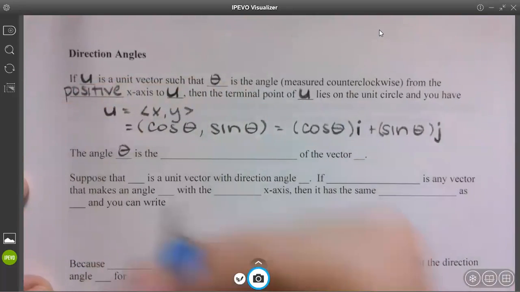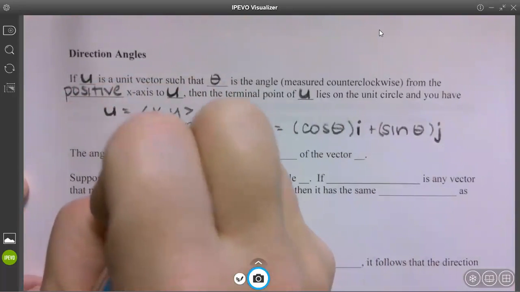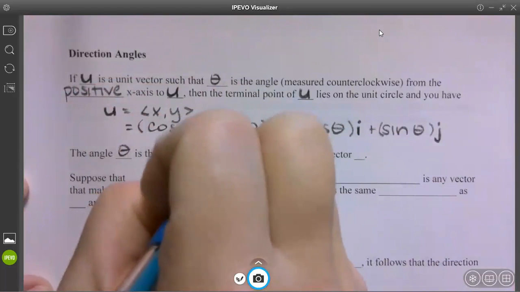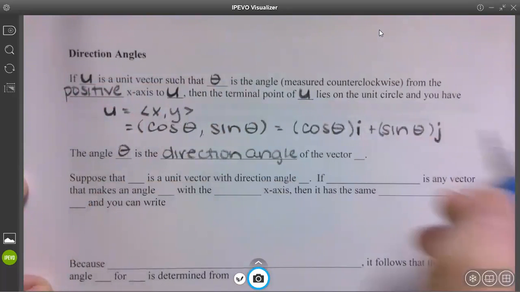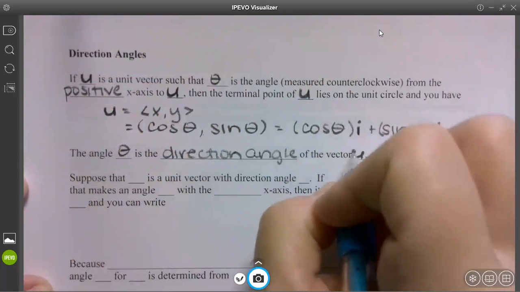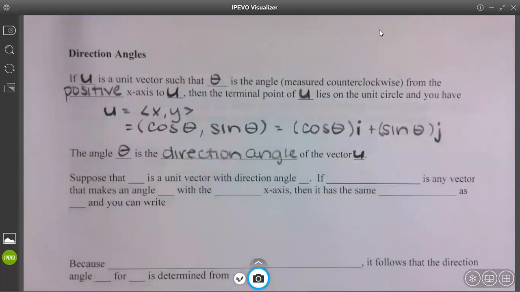The angle theta is the direction angle of the vector U. So I'll give you a minute to catch up. So again, if you relate it back to the unit circle, x is your cosine, y is your sine, and then we can write it as the unit vector by putting the I and J in.